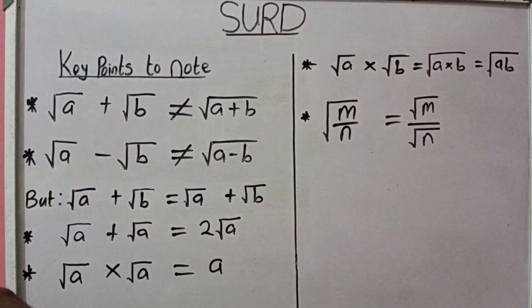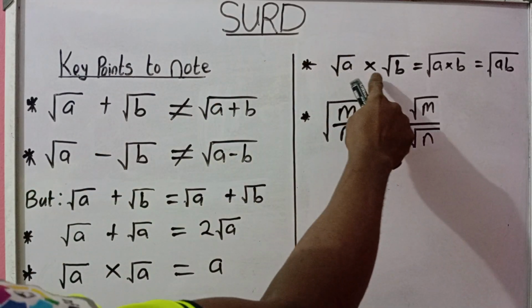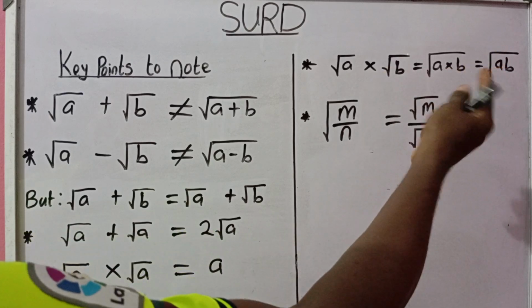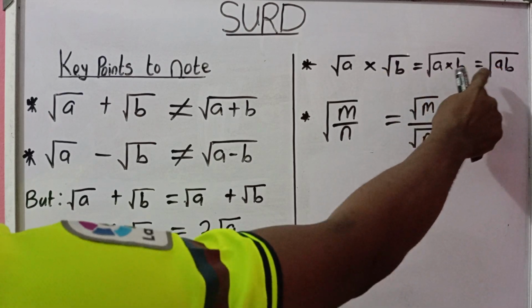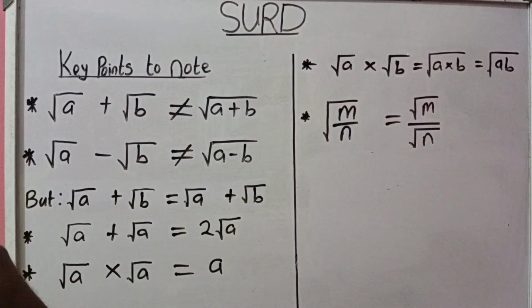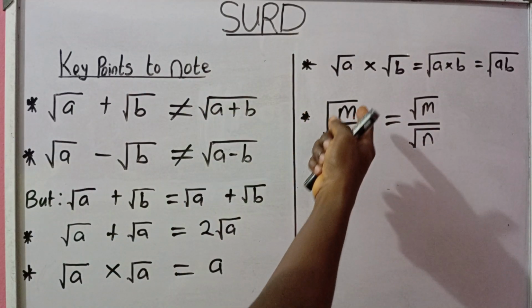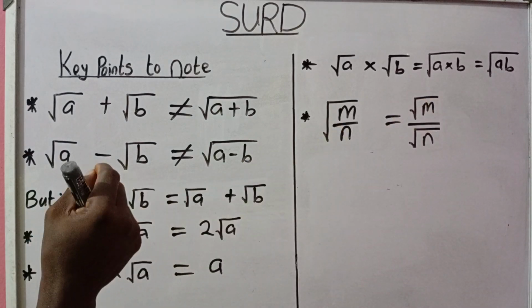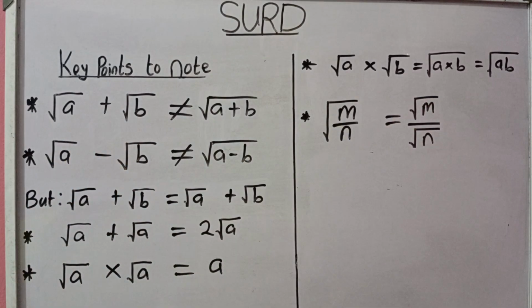All right, so we can have it like this: root a times root b, we can bring both of them together inside one root. That will now be a multiplied by b. That will give us root ab. So root a times root b can give us what? Root ab. Then in terms of division, once both of them are inside the root, we can separate them in this form. So these are some important key points to note as we go into the real question of simplification of surd.